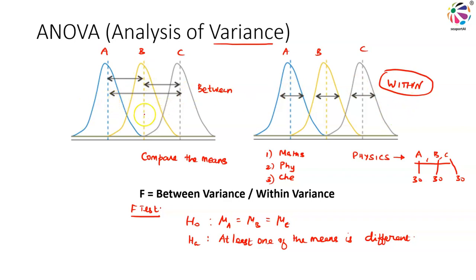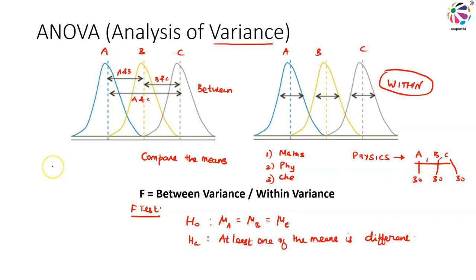It is the same distribution. I'm talking of the same distribution for the A group, B group, and C group. Here I'm comparing between A and B. This is A and B. This is B and C. This is A and C. Whereas here I'm looking at variance only within A, within B, and within C. So when I look at the ratio of between variance and within variance, I get what is known as the F value, or F statistic.